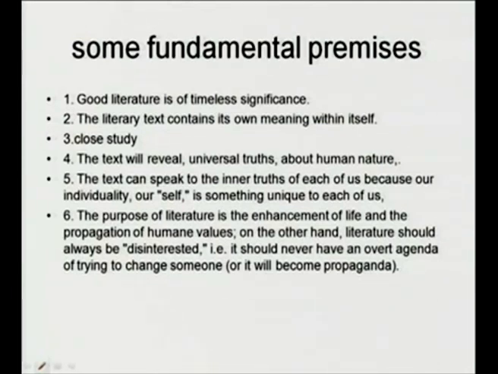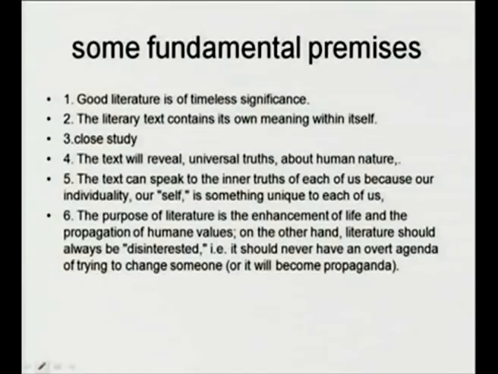Fifth point, the text can speak to the inner truths of each of us, because our individuality, our self, is something unique to each of us. So, this again shifts our attention to our own sense of individuality, which was a part of the Enlightenment, which was a part of the Renaissance virtue of humanism. The purpose of literature, therefore, is the enhancement of life and the propagation of human values. On the other hand, literature should always be disinterested, a sort of impersonality should be there, an objective correlative, as in the case of what Eliot had said. It should never have an overt agenda of trying to change someone.